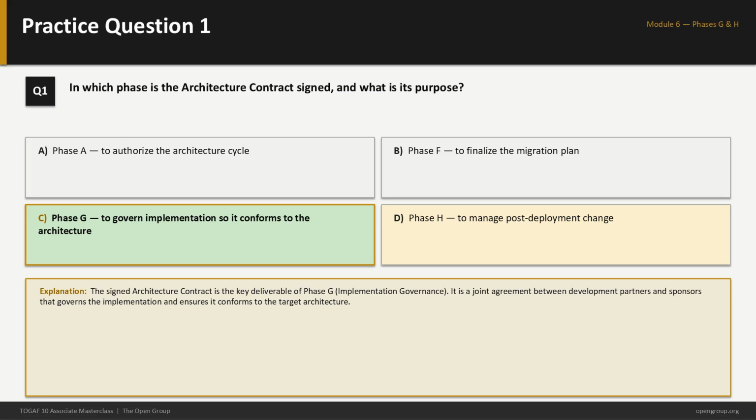Question 1. In which phase is the architecture contract signed, and what is its purpose? Pause to consider your answer. The correct answer is C, phase G, to govern implementation so it conforms to the architecture. The signed architecture contract is the key deliverable of phase G, implementation governance. It is a joint agreement between development partners and sponsors that governs the implementation and ensures it conforms to the target architecture.